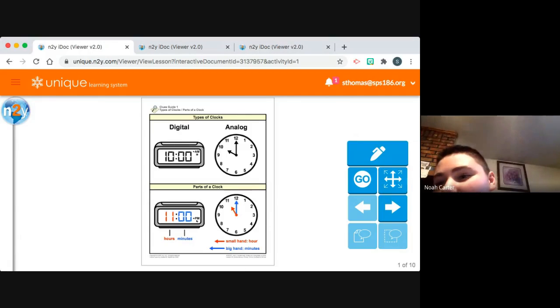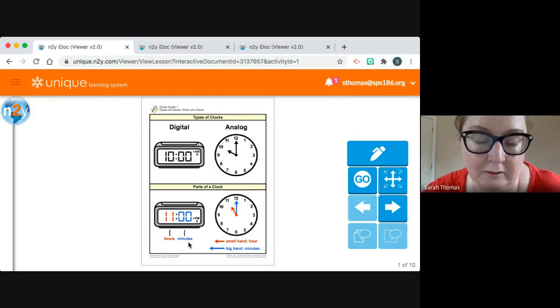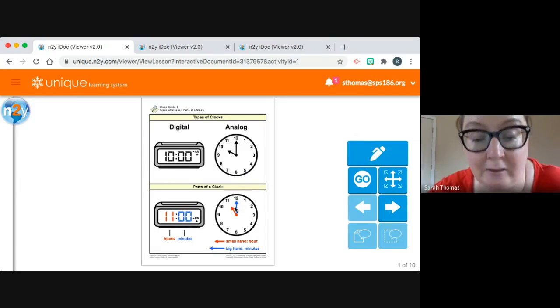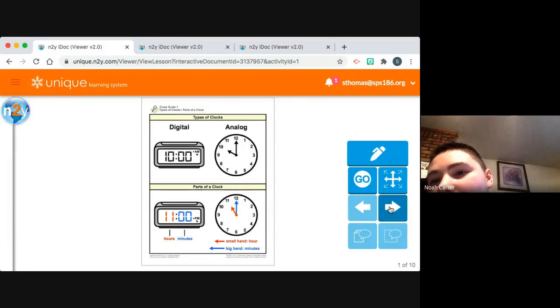And now down here we have the first number, that's the hours. Can you see that, Noah? What do they call that second number? That's called? Minutes. Minutes, good. Then over here on the analog clock, we have the small hand, that tells you the hour. So this would be 11. And the big hand says the minutes. It's pointing to the 12, so that means 11 o'clock.